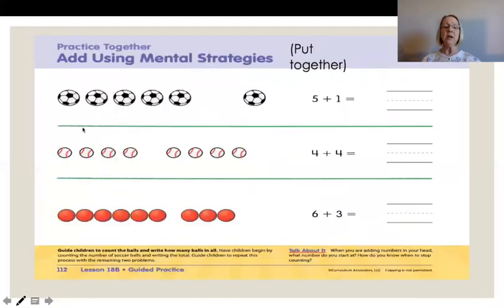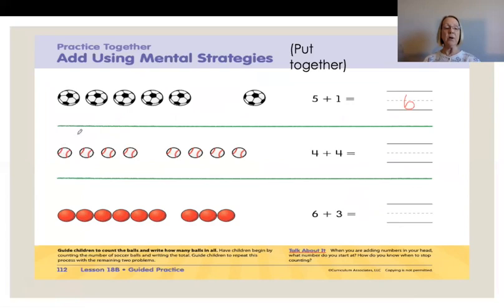All right, here we're putting together numbers. We have 1, 2, 3, 4, 5 soccer balls, and we are adding 1 to it, so we have a total of how many soccer balls? We have a total of 6, correct.